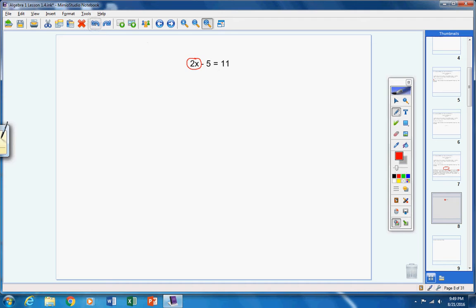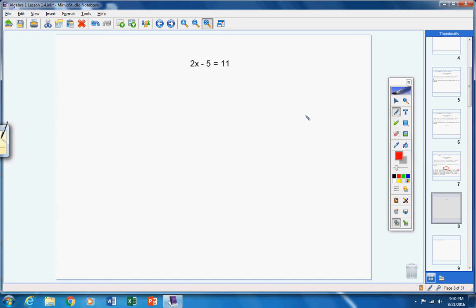So if this entire expression has to be 16, then what would x have to be? 2 times x equals 16. What would you put in for x to make this part be 16? 8. And there we go, we solved it. 2 times 8 is 16, minus 5 equals 11. 11 equals 11. Check. That's what we're going to be doing.